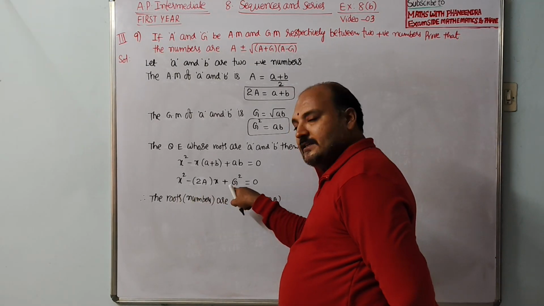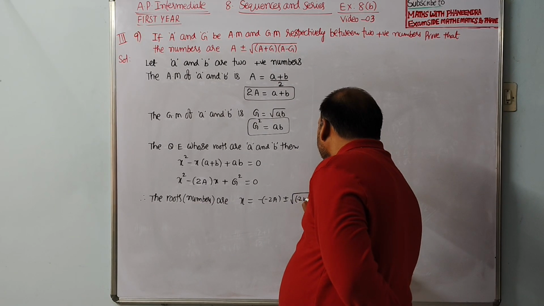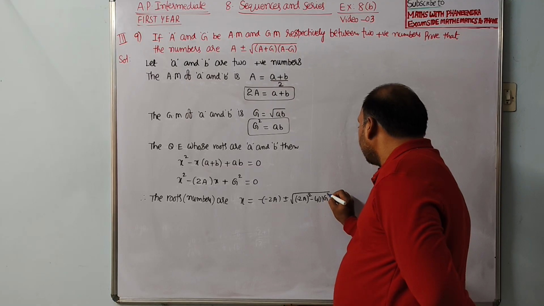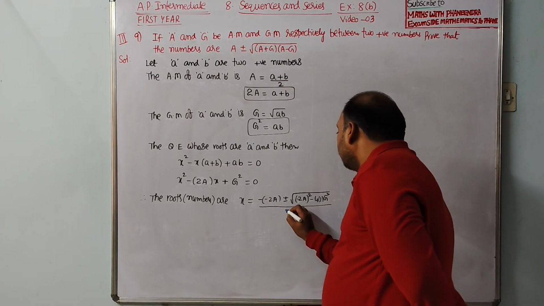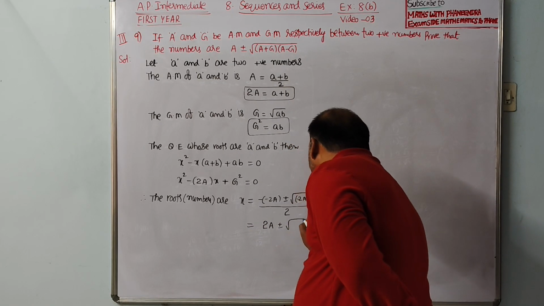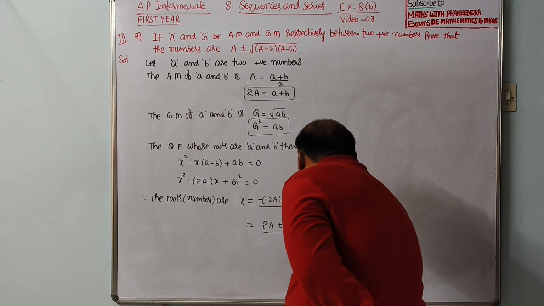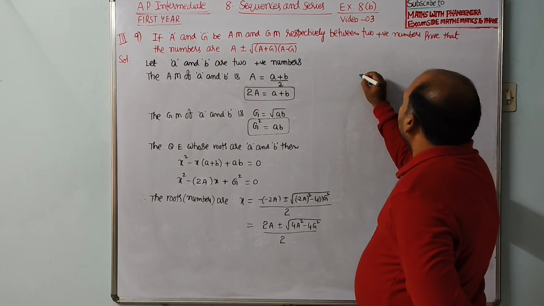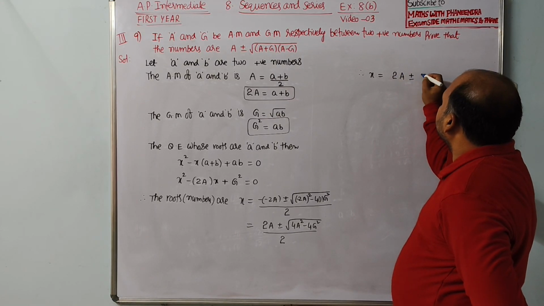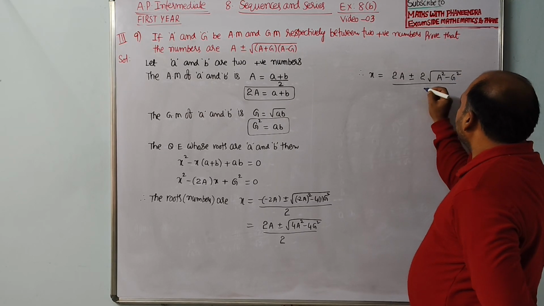Compare with ax square plus bx plus c, dear students. Plus or minus root of b square. So 2A plus or minus root of (2A) whole square minus 4 into a value 1, c value G square, by 2a. So 2A plus or minus root of 4A square minus 4G square by 2. So therefore x equal to 2A plus or minus 2 into root of A square minus G square by 2.